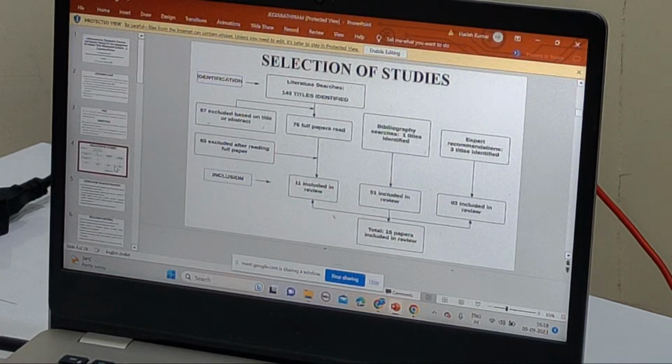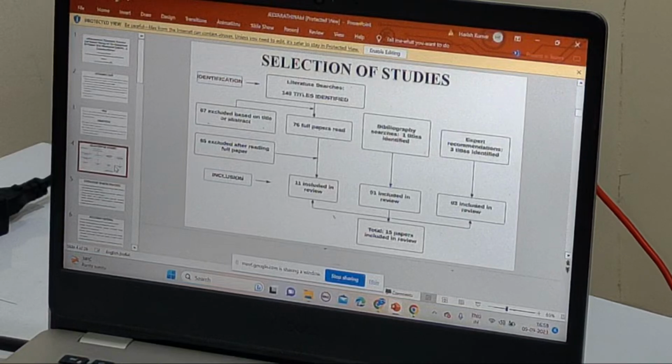Then, selection of our studies. We have read a total of 143 titles. Of these 143 titles, we have excluded 67 by reading only abstracts and titles. 76 full papers we have read.